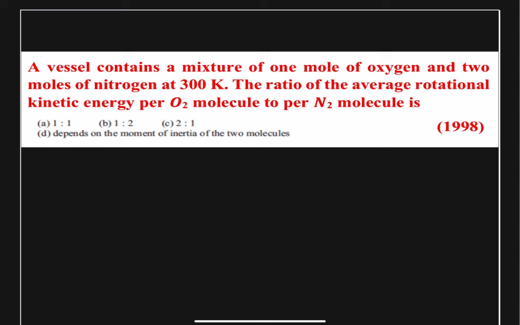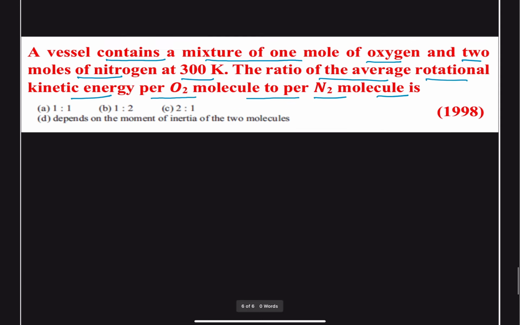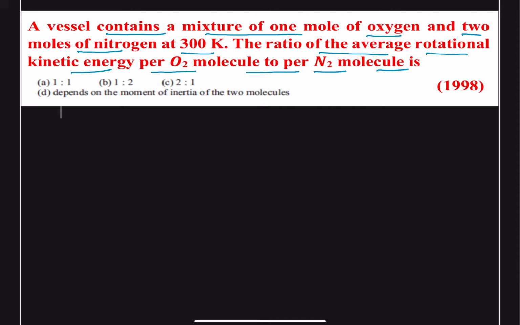Today's question: a vessel contains a mixture of 1 mole of oxygen and 2 moles of nitrogen at 300 Kelvin. The ratio of average rotational kinetic energy per oxygen molecule to per nitrogen molecule is. So this question is based on the equipartition of energy, which is the relationship between the rotational degrees of freedom as well as the temperature. So we start from there only.